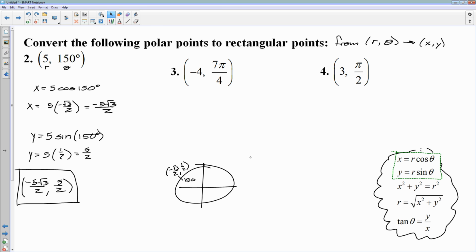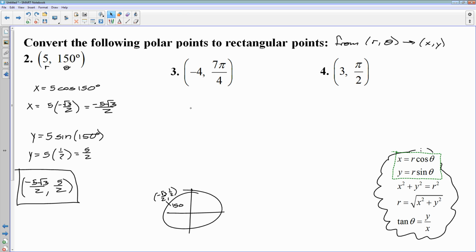And then we're going to do the same thing for these other two. Move my unit circle down. X equals r cosine theta, so negative 4 cosine 7 pi over 4. So we've got to think about the unit circle. 7 pi over 4 is down here, and your coordinates are root 2 over 2 and negative root 2 over 2. So x is going to equal negative 4 times positive root 2 over 2. That's my cosine. 2 goes into 4 twice, so that cleans up to negative 2 root 2.